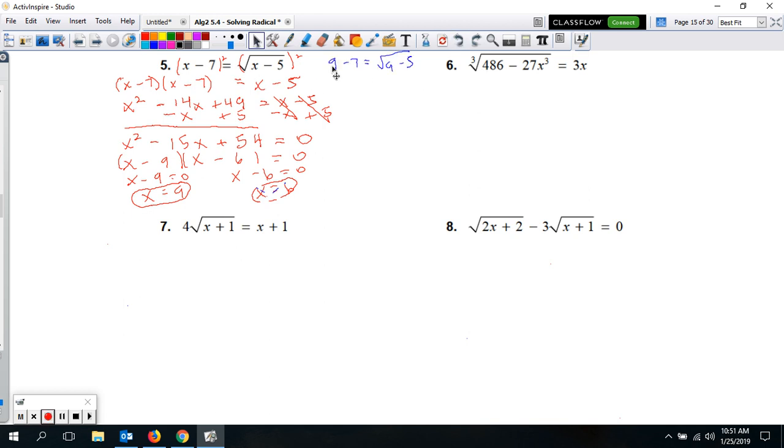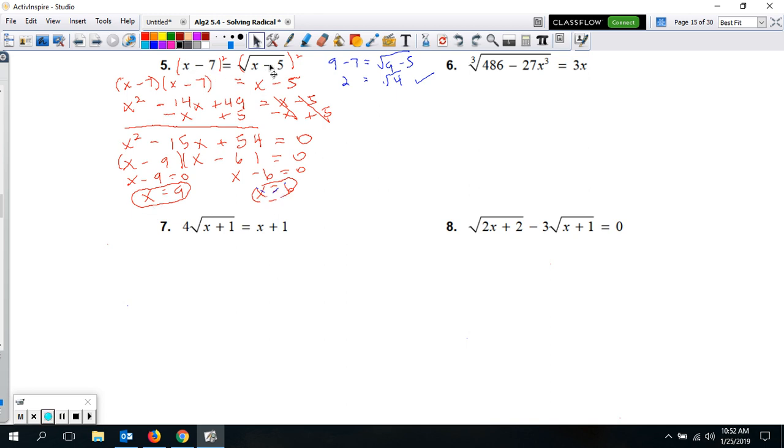So when I plug it back in, 9 minus 7 is on this side. The square root of 9 minus 5 is on that side. And so that's going to give us 9 minus 7, which is going to give us 2. And then this is going to be the square root of 4, which we know the square root of 4 does equal 2, so that checks out. So this is an actual solution. 9 we'll keep.